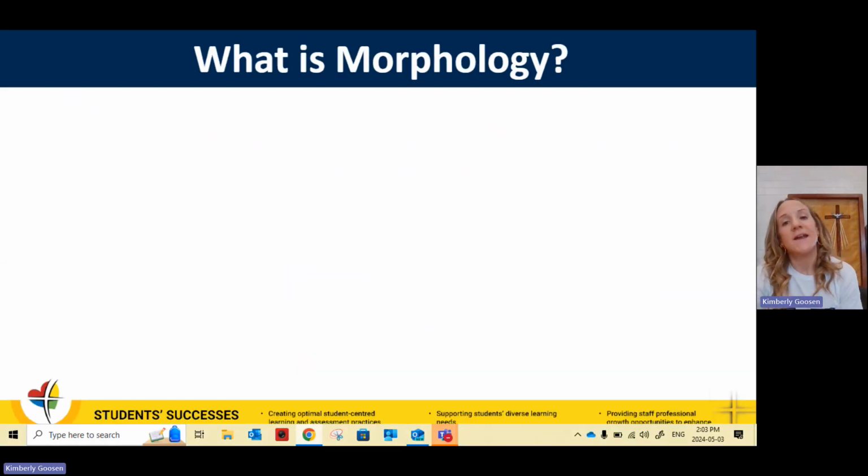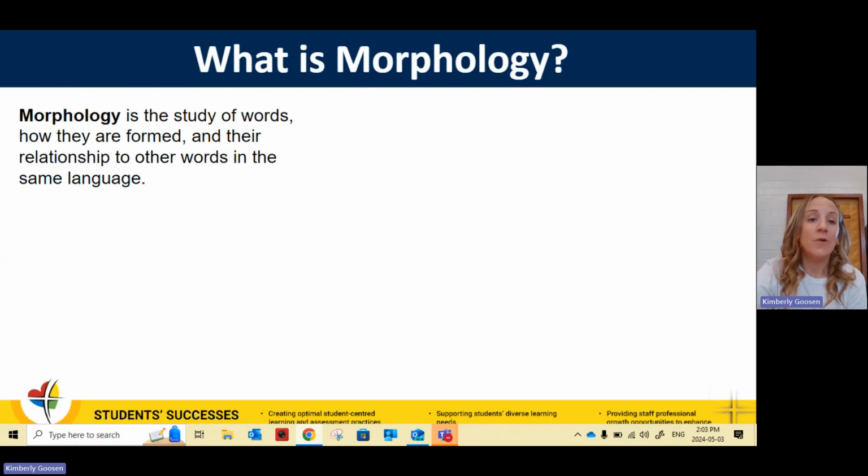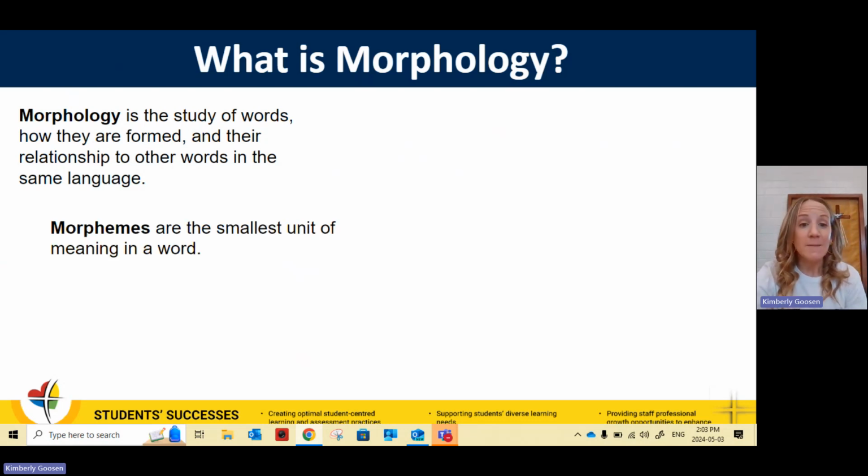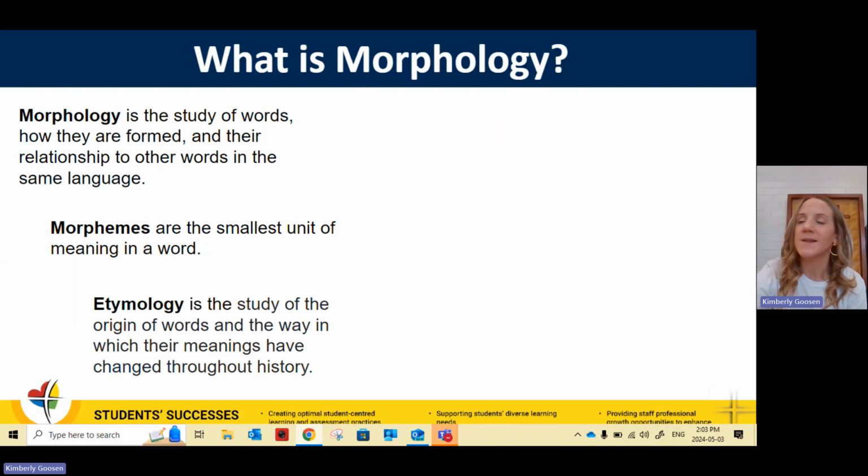The other shift is the idea of morphology. So again, it was in our curriculum in the old program of studies, but now is much more explicit. And so morphology is really the study of words, how they're formed. It's being curious about how they are formed. Morphemes are the smallest unit of meaning in a word. So when you break it down to its smallest unit, it does have meaning. And then finally, etymology, which is a study of the origin of words. So looking at those, for example, Greek or Latin origins of those words, where the words came from.